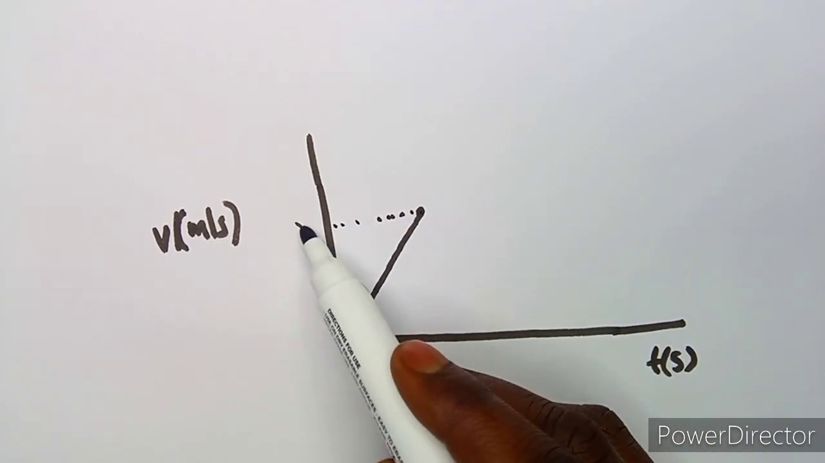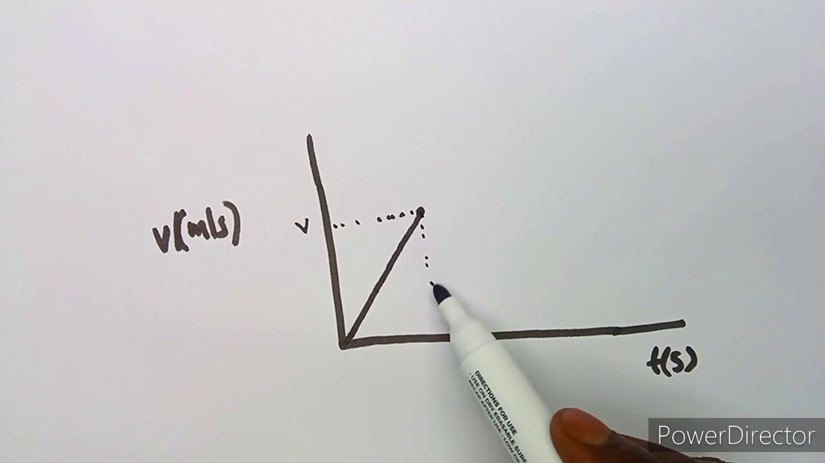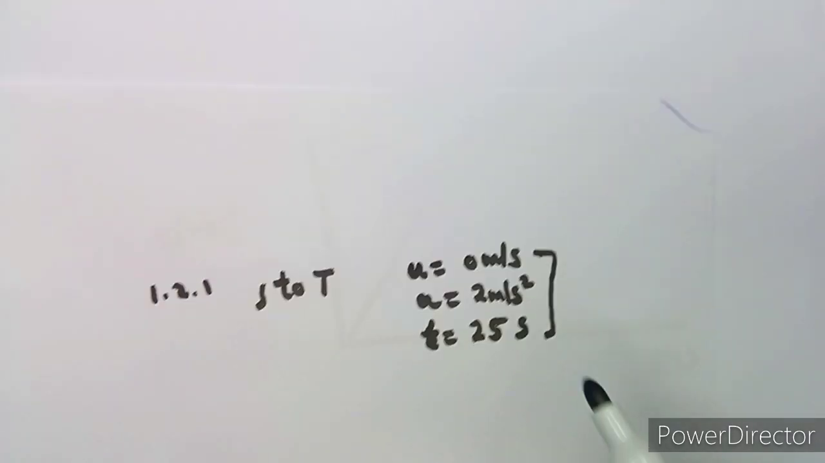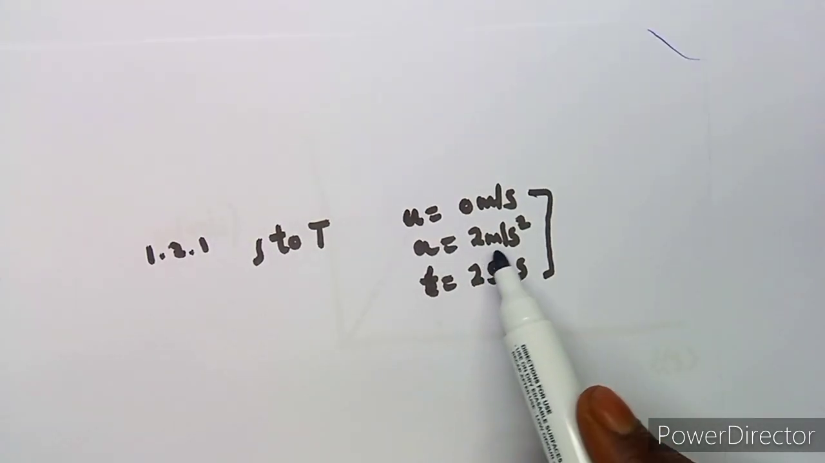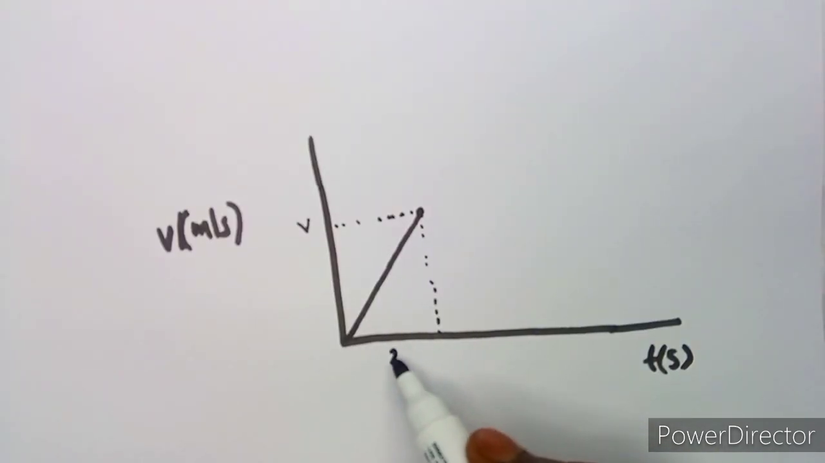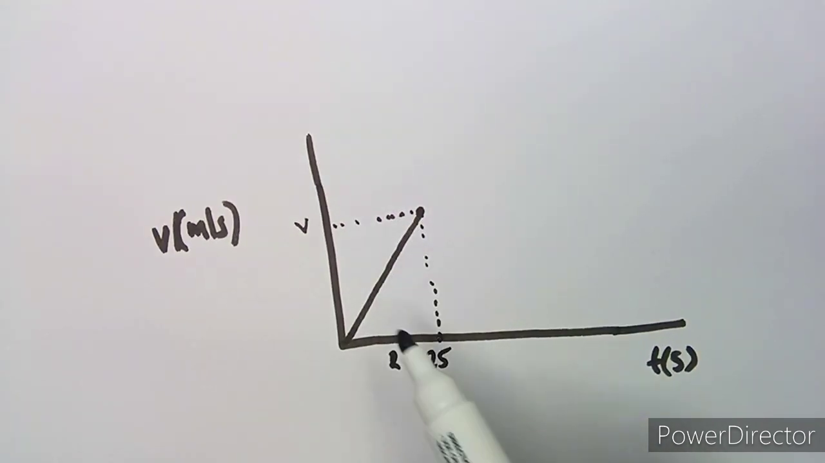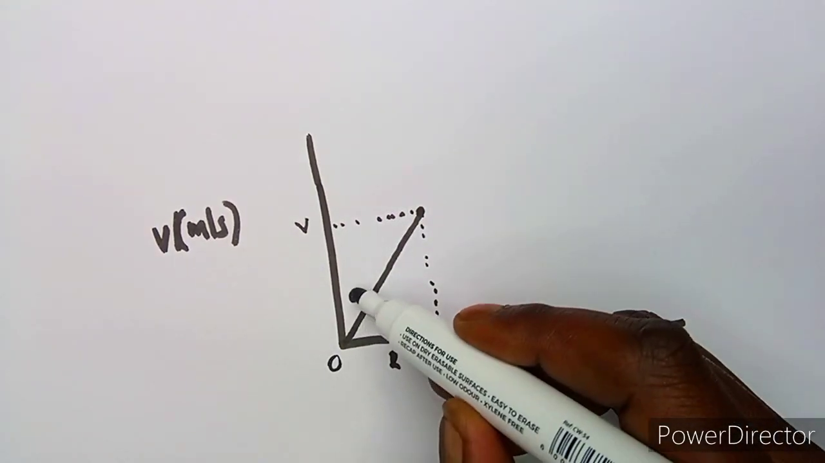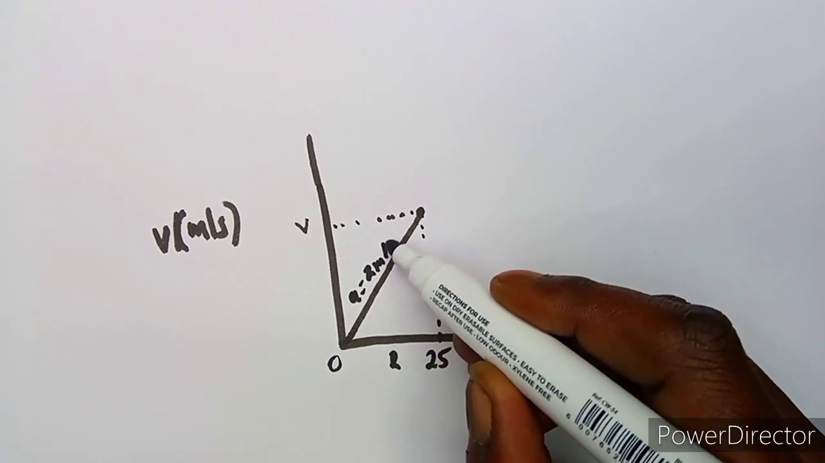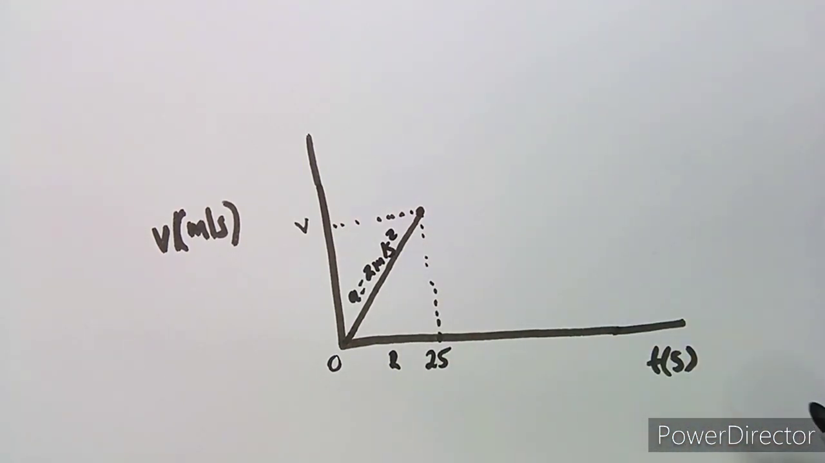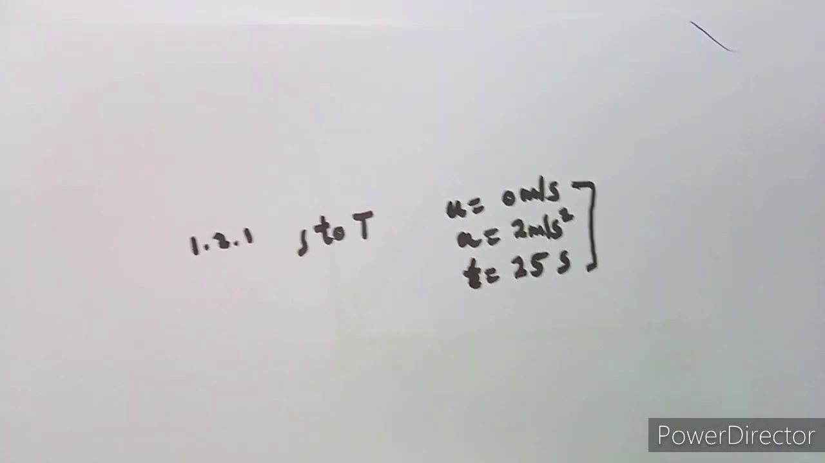In this case, we do not know this velocity, but we know that this happened within 25 seconds, and the initial velocity is 0 because we started at rest. So this happened in 25 seconds. You can write your 25 here. So you do not know this velocity, but you know the acceleration was 2 meters per square second. All right, anyways, that's what we have.